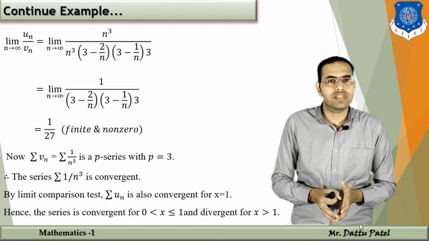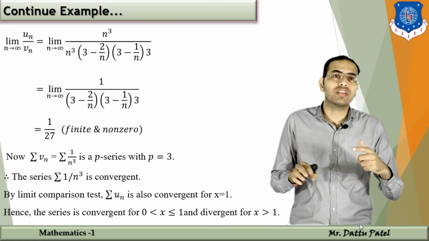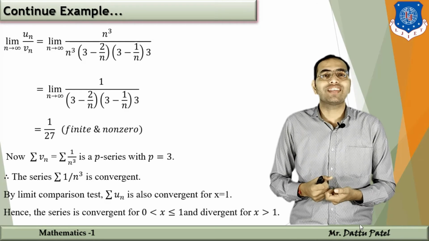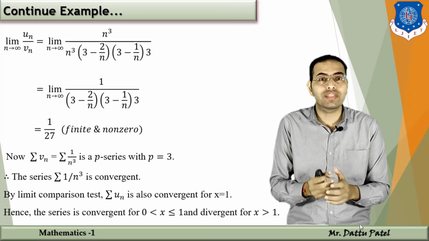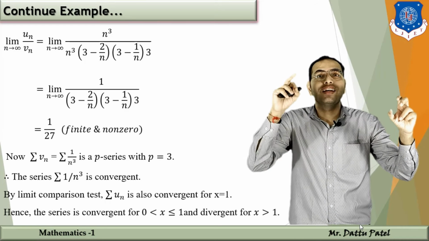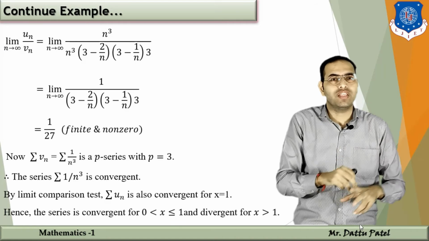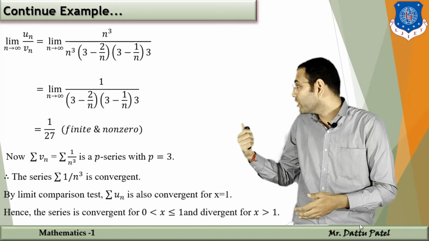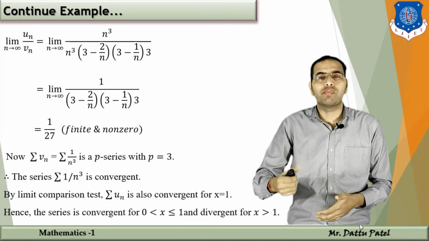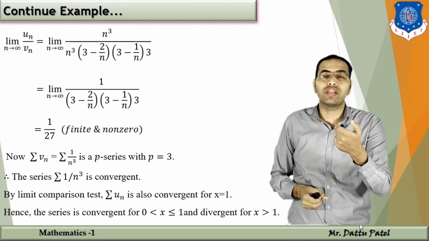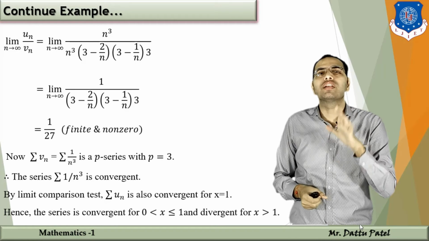Now, the summary of the convergence and divergence. The given series is convergent for x less than or equal to 1. That means 0 less than x less than or equal to 1, where 1 is included in the convergence range, and divergent for x greater than 1, meaning 1 to infinity. But for x equal to 1, the series is convergent.